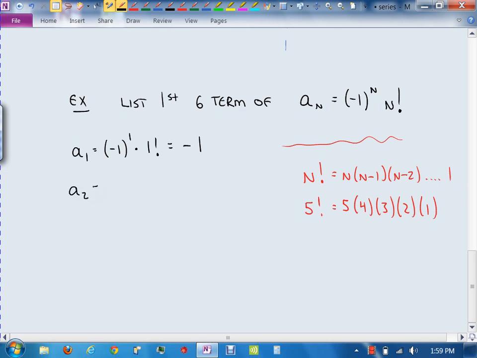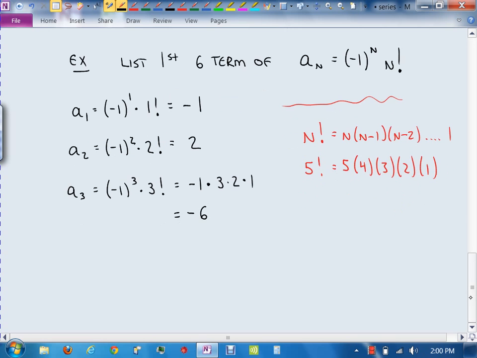What's a sub 2? Negative 1 squared times 2 factorial. What's negative 1 squared? Positive 1, and then times 2. What's a sub 3? Negative 1 cubed times 3 factorial. What's negative 1 cubed? Negative 1 times 3 factorial is 3 times 2 times 1, so 6, so negative 6. Do y'all see how this is happening? You see what's happening here?